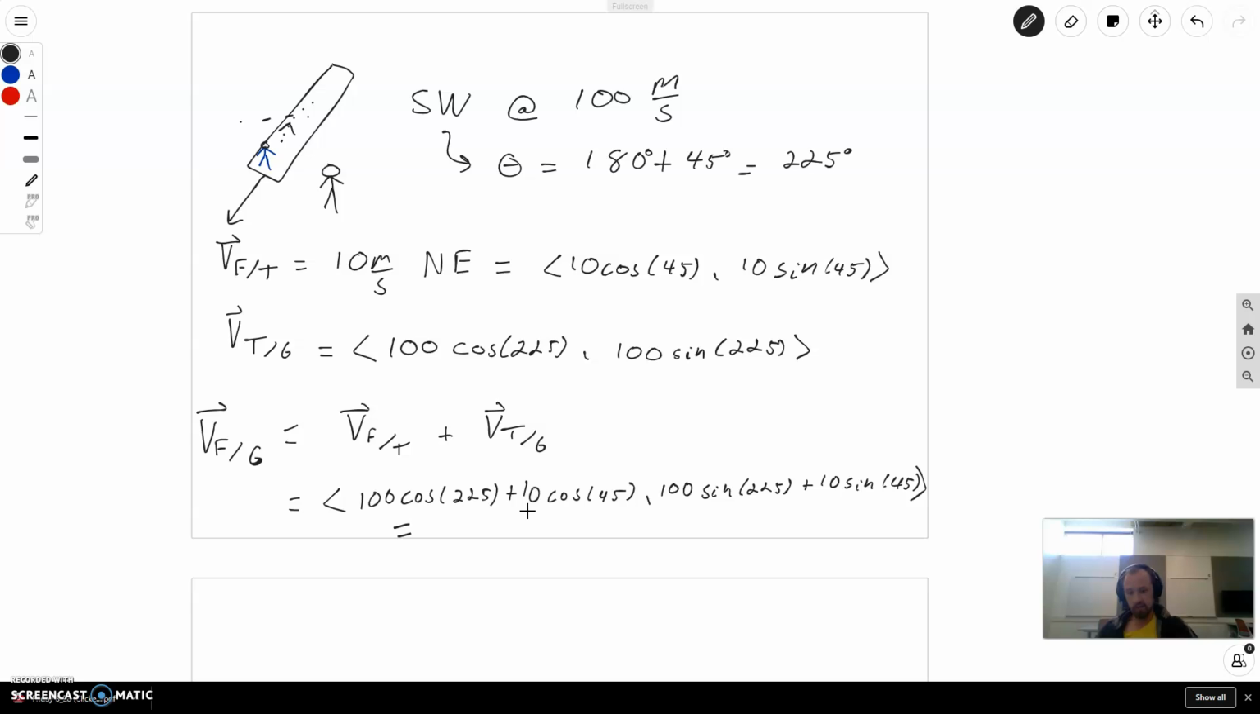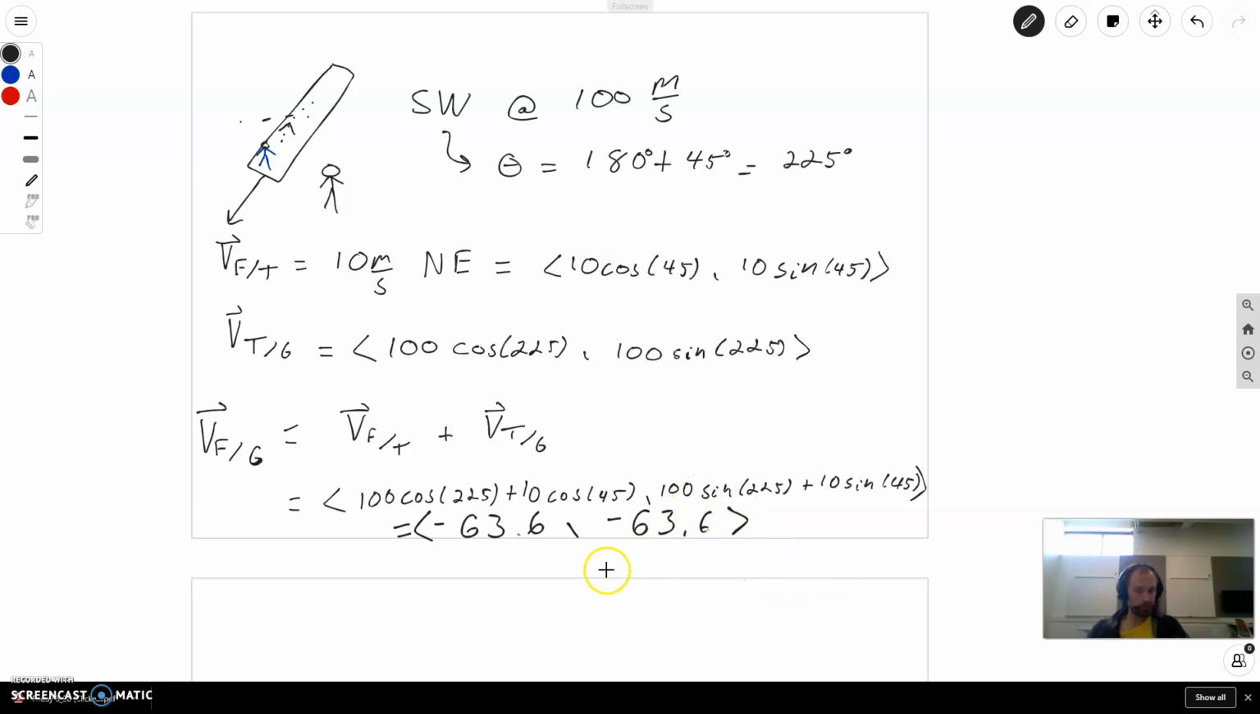So I get 100 cosine of 225 plus 10 cosine of 45. Oh, what do you know? I get a negative number. I'll get negative 63.6, comma, and I think the other one will be the same. 100 times the sine of 225 plus 10 times the sine of 45 equals negative 63.6. Okay, and that's kind of what we expected.